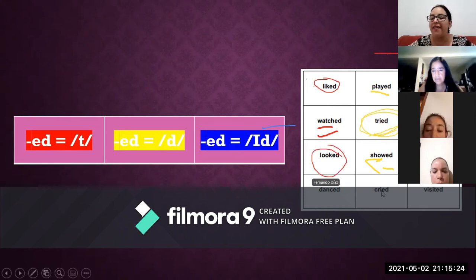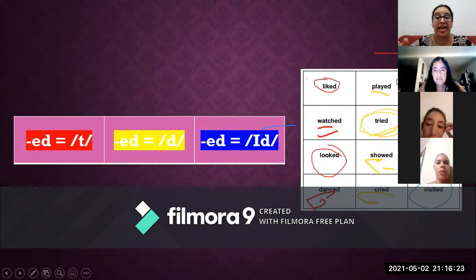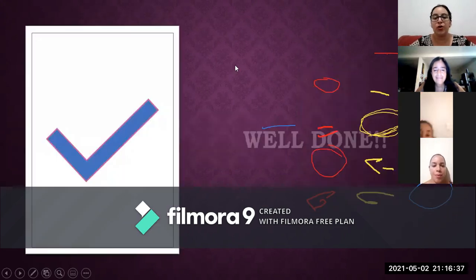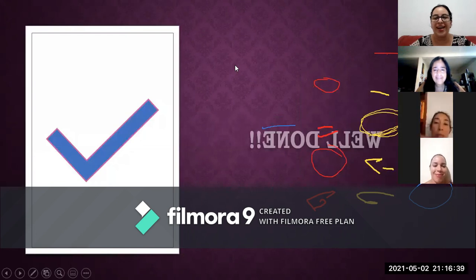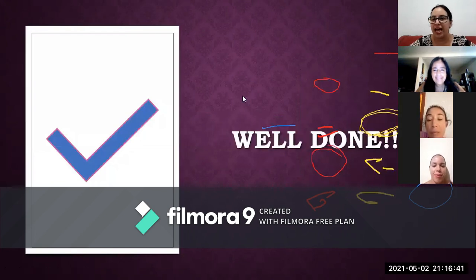Good. Even though all these verbs end in the same way, with ED, now you know that they have different pronunciations, according to the verb. Excellent, girls. Good job. Well done, everybody.